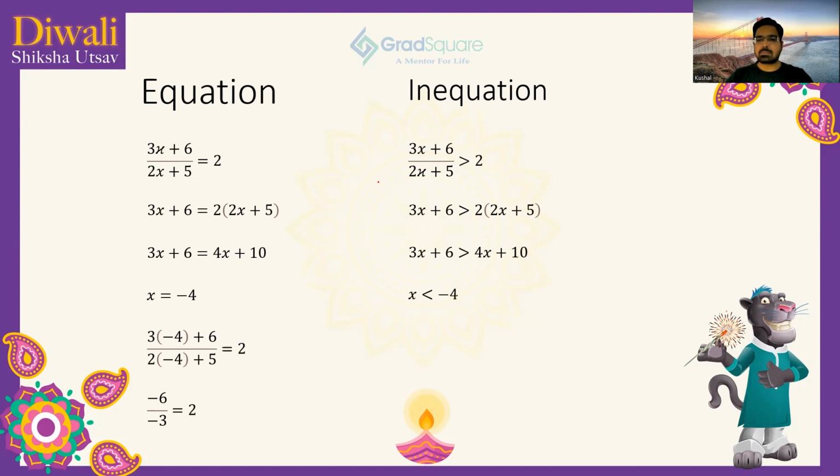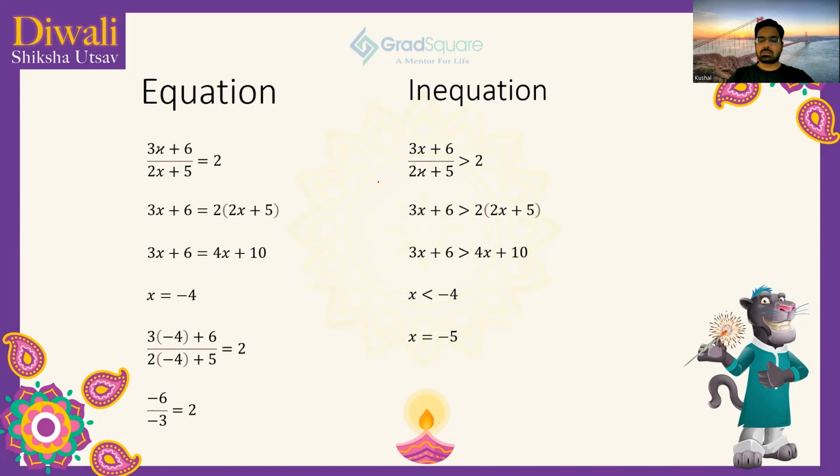Now, what does this x less than minus 4 mean? It means that if you put any value of x less than minus 4 into the given inequality, it must satisfy it, if x less than minus 4 is your solution. Let's choose a value in the range x less than minus 4 and put it back into this inequality and see if that really satisfies.